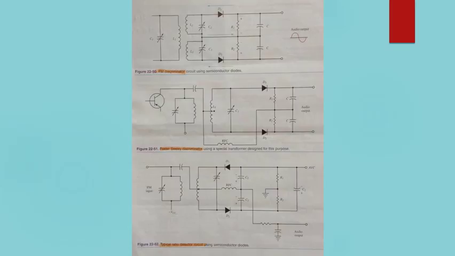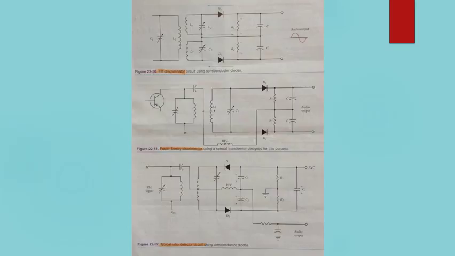The discriminator in figure 22-50, top of the screen, uses three tuned circuits. In this circuit, L1, C1 is tuned to the center frequency. L2, C2 is tuned to above center frequency. L3, C3 is tuned to below center frequency by an equal amount.